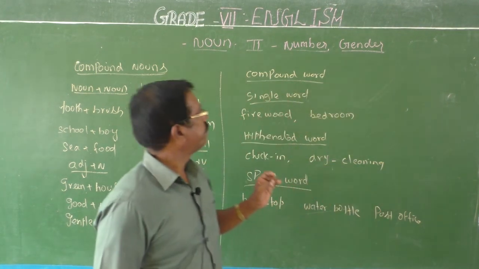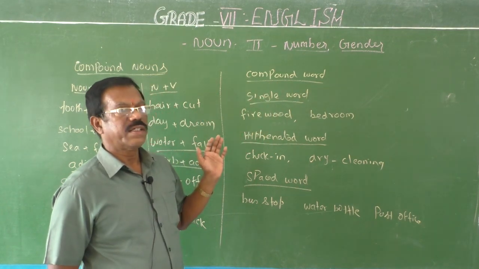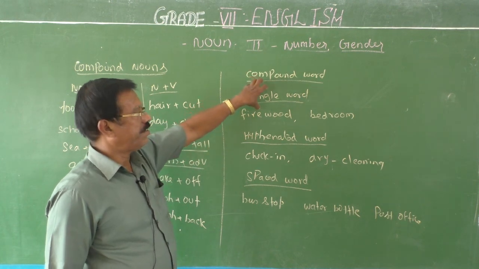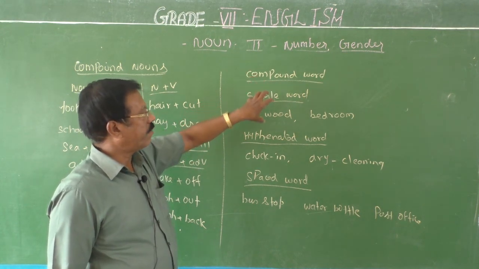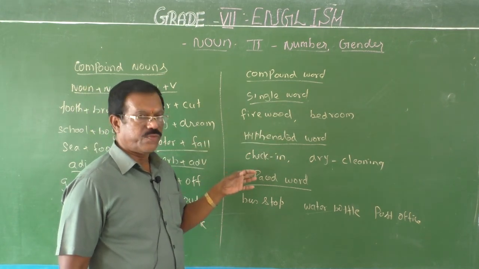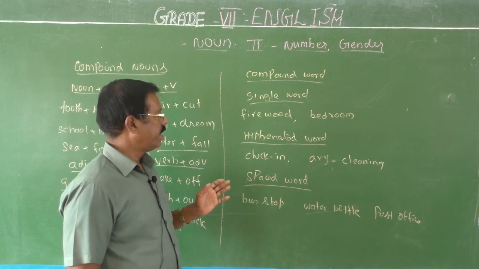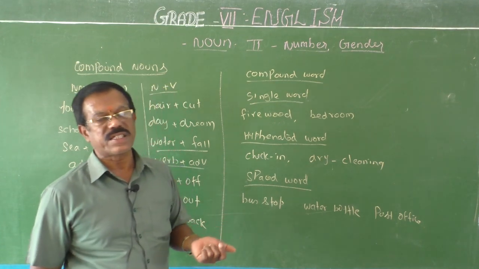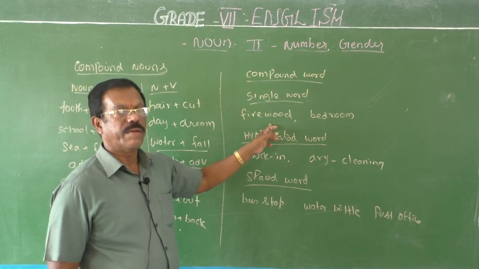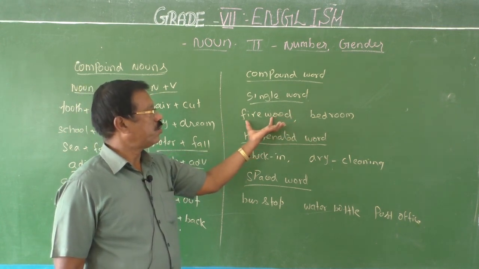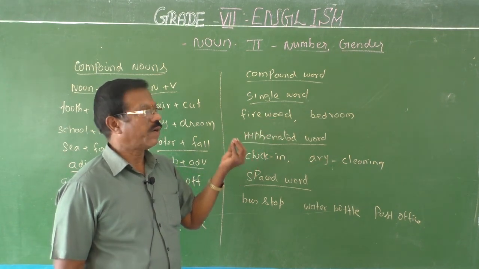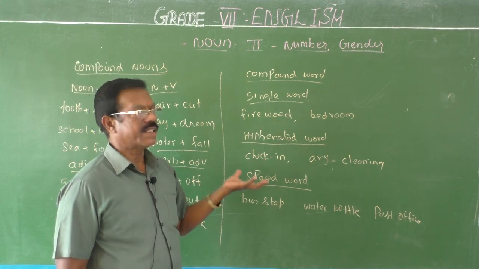Okay, then compound words can be written in the following way. May be written as a single word. A compound word may be written as hyphenated words. In this case, you may have a hyphen in between the two words. Then it may be written as spaced words. There may be some space in between. See firewood, bedroom. Here two separate words are joined together to form a compound word, and it is written as a single word.